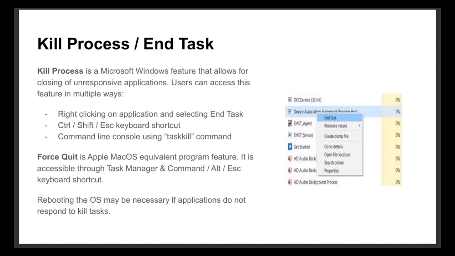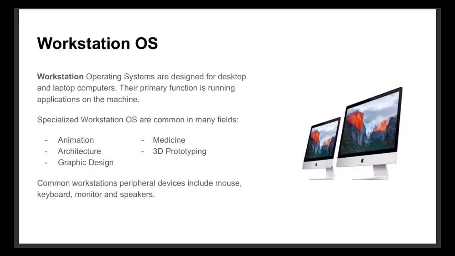storage. And now here in the last section, we're going to discuss the different types of operating systems that you'll see on different types of computers. The first operating system type to understand is a workstation OS. A workstation operating system is one that is installed on both desktop and laptop computers. The primary function of our workstation OS is to run applications and programs on our computer devices.